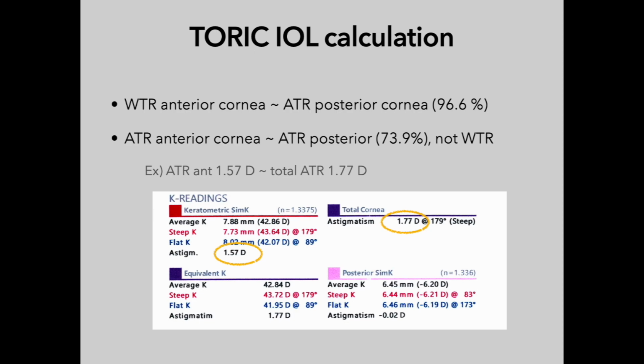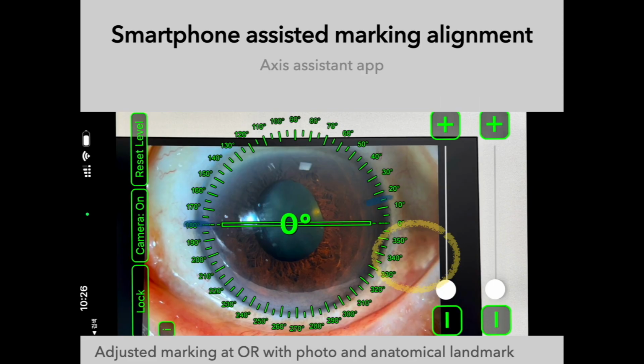Usually, for both with-the-rule and against-the-rule front cornea, the back cornea is against the rule. I do a horizontal mark with the patient in sitting position, and I adjust the marking under the surgical microscope with the help of the iPhone Axis Assistant app. I don't have to draw anatomic landmarks. I can see the pterygia location in the photo.